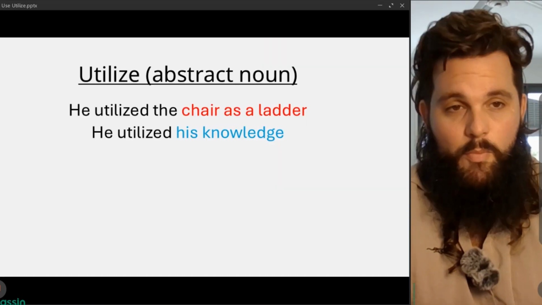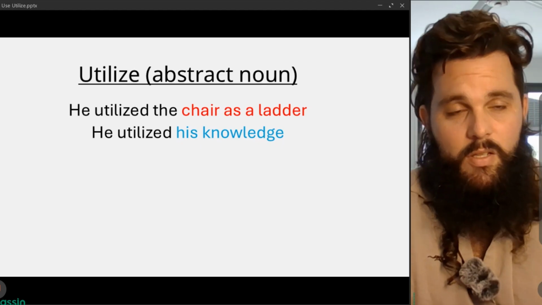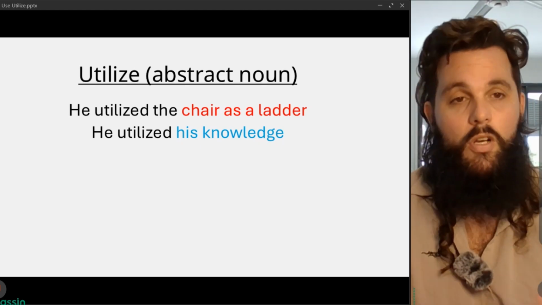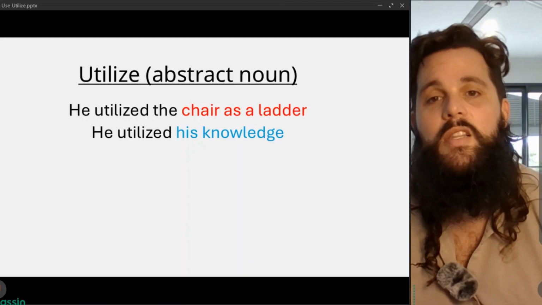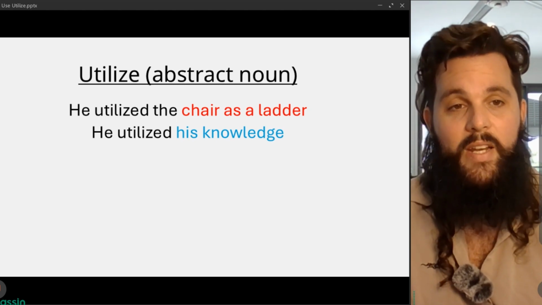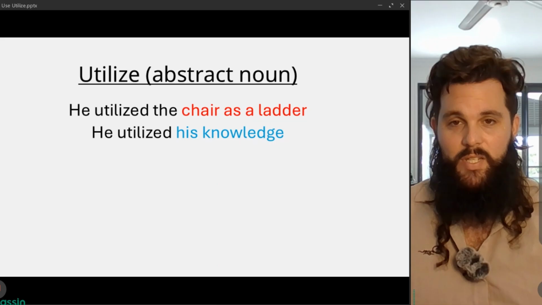Now, in all the examples we've done so far, utilize has been with concrete nouns. So we're utilizing nouns that we can touch. We're utilizing a chair as a ladder. You can hold the chair and touch it. He's utilizing the bathroom as an office. These are all concrete nouns, but you can also utilize abstract nouns. This is where it starts to get a bit interesting.